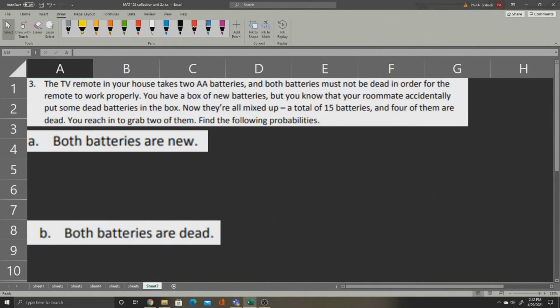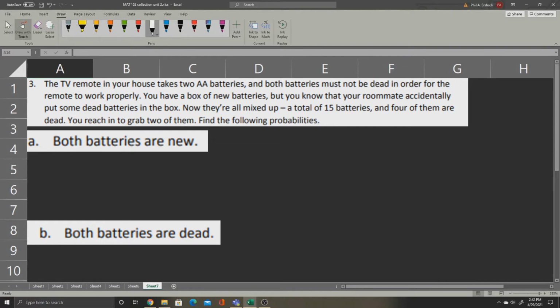This problem says that the TV remote in your house takes two AA batteries, and both batteries must not be dead in order for the remote to work properly. You have a box of new batteries, but you know your roommate accidentally put some dead batteries in the box. Now they're mixed up. We have a total of 15 batteries, and 4 of them are dead. We are asked to find the probability that both batteries are new.